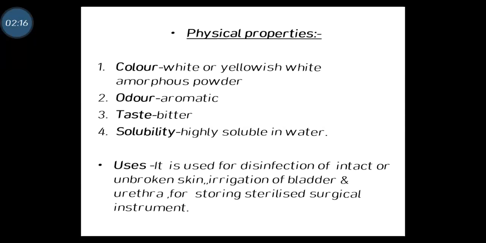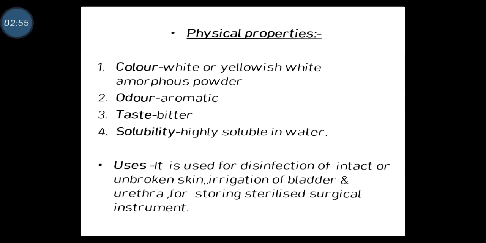So now, what are the uses of benzalkonium chloride? It is used for disinfection of intact or unbroken skin, irrigation of bladder and urethra, and for storing sterilized surgical instruments. Means what? Benzalkonium chloride is used for disinfection of intact and unbroken skin, and irrigation of bladder and urethra, and for storing sterilized surgical instruments. So these are the physical properties and uses of benzalkonium chloride.